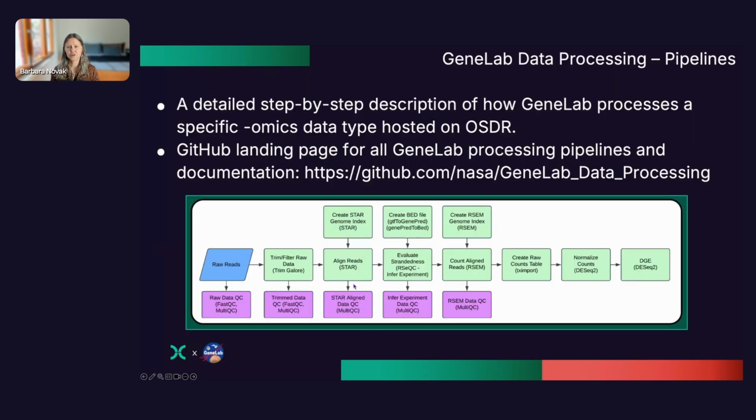So now moving into pipelines, we make a distinction between a pipeline and a workflow. For us, a pipeline is just the description of how GeneLab processes a specific omics data type hosted on OSDR. So here's an example of our RNA-seq processing pipeline for eukaryotes. All of our processing pipelines and associated documentation is available in a single GitHub repository at NASA/GeneLab data processing.